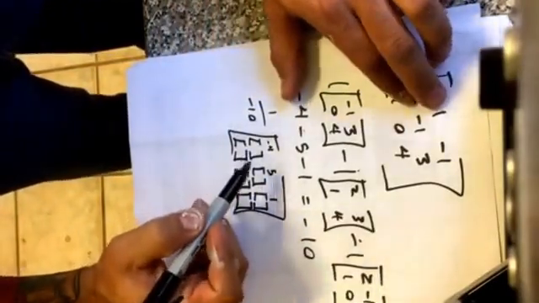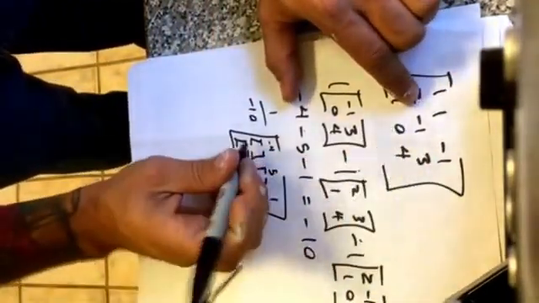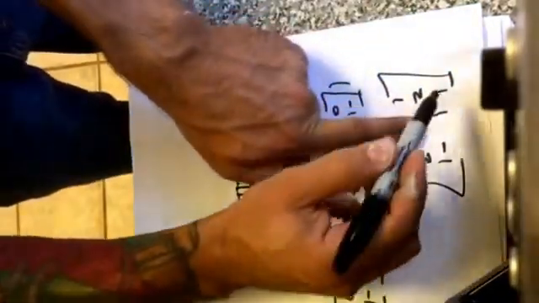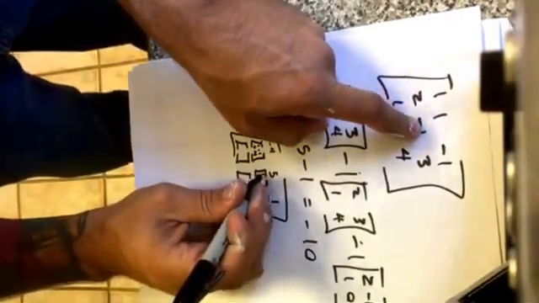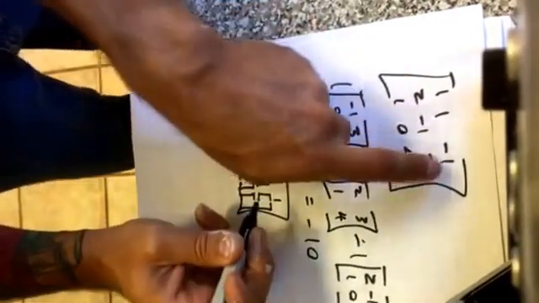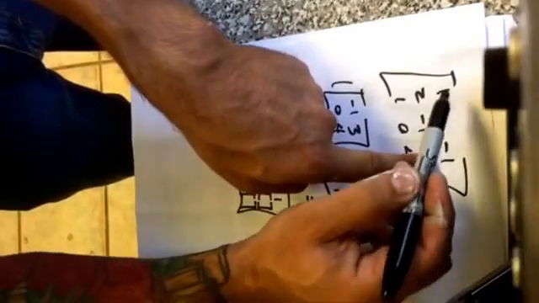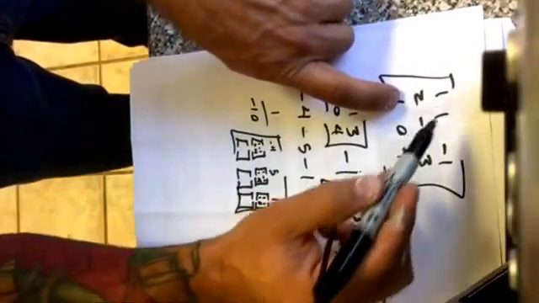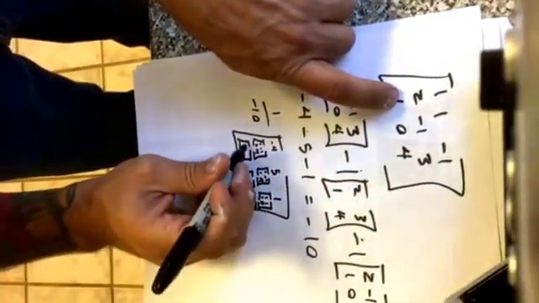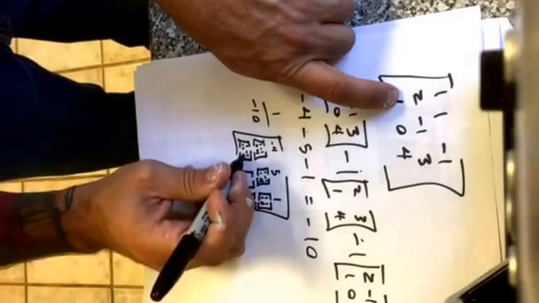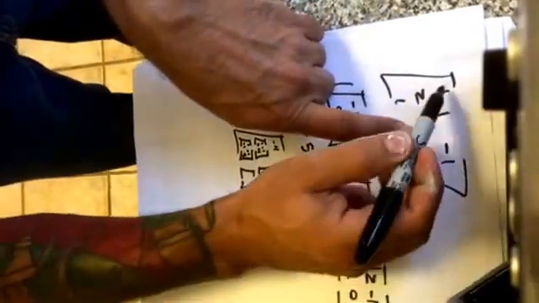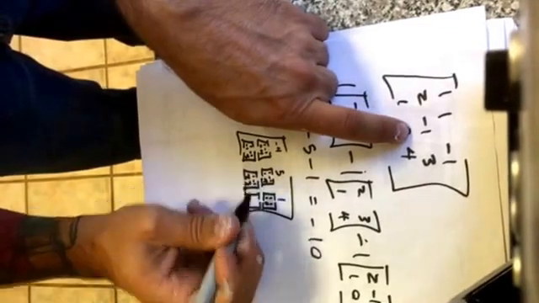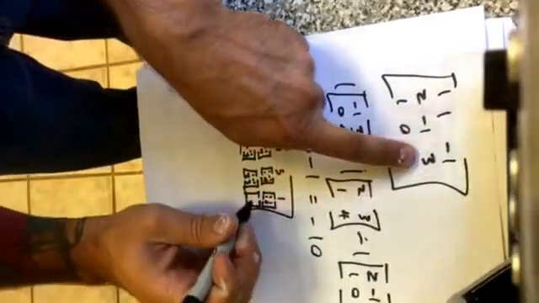So this location, I'm going to use 1, -1, 0, 4. This location, I'm going to use 1, 1, -1, 4. This location, I'm going to use 1, 1, 1, 0. This location, I'm going to use 1, -1, -1, 3. This location, I'm going to use 1, 2, -1, 3. This location, I'm going to use 1, 1, 2, -1.